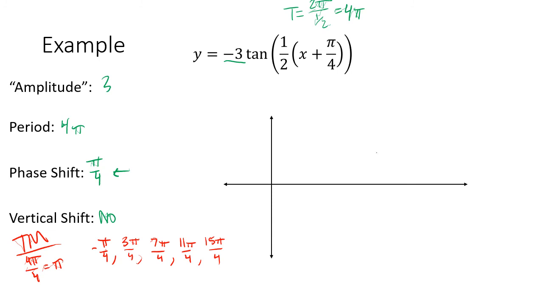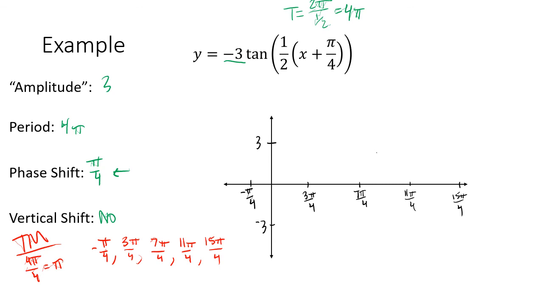Okay, first one we'll say it's here, it's negative pi over 4. The next one will be here at 3 pi over 4. The next one will be here-ish at 7 pi over 4. The next one, say it's there at 11 pi over 4. And then 15 pi over 4. Okay, and we don't have a vertical shift, so that's nice. The amplitude is 3, so we're going up to 3 and down to negative 3.